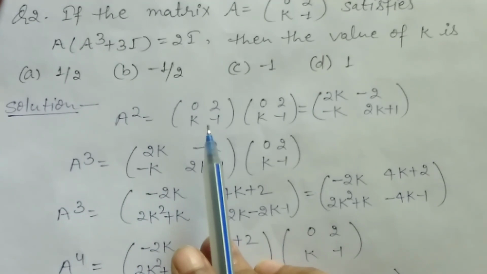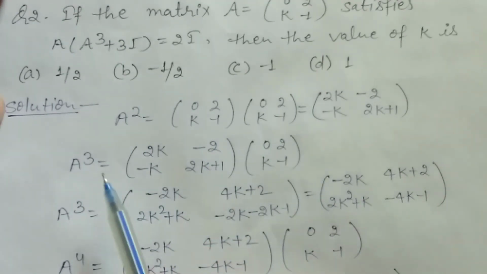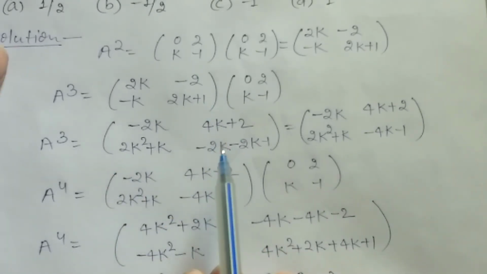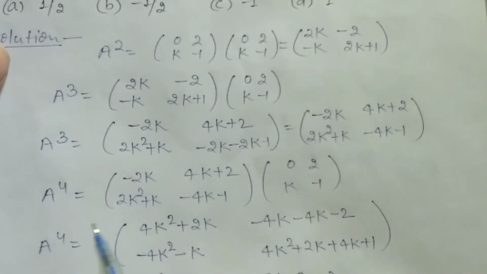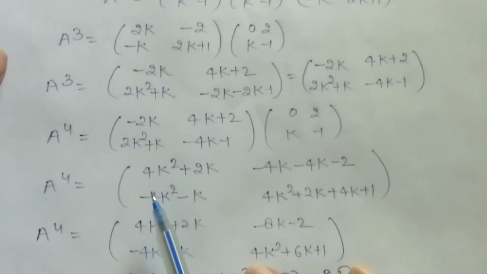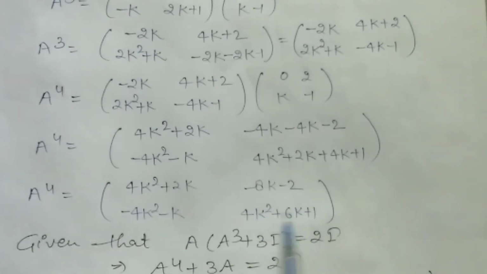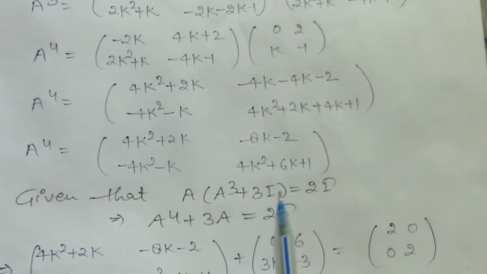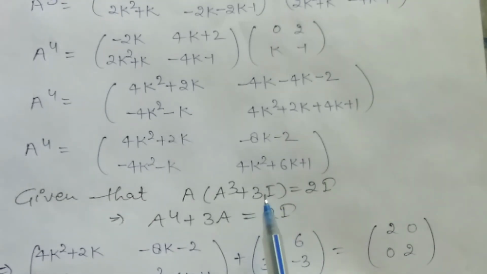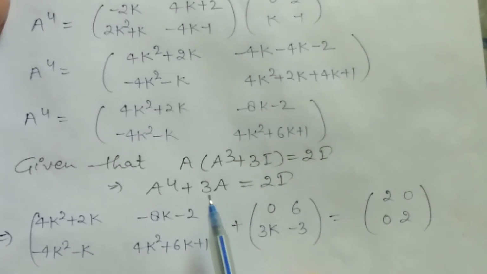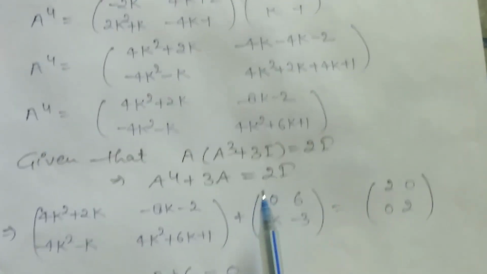A raised to power 2, A multiplied by A, is equal to this. Similarly we find A raised to power 3, and after that A raised to power 3 multiplied by matrix A, we will find A raised to power 4. Simplifying this term, A raised to power 4 will be this. Given that A into (A raised to power 3 plus 3 identity) is equal to 2 identity, we multiply by matrix A, 3A into identity. If any matrix is multiplied by identity, there will be no change. So this is also written in the form of this, okay.